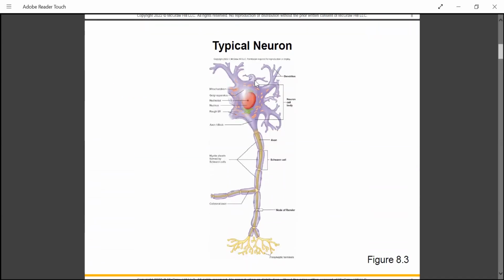So here's our neuron. This main portion is the cell body with our single nucleus. We have our dendrites off of the cell body, and these are going to be receiving signals. And we have our axon off of the cell body that's going to be sending or transmitting signals.